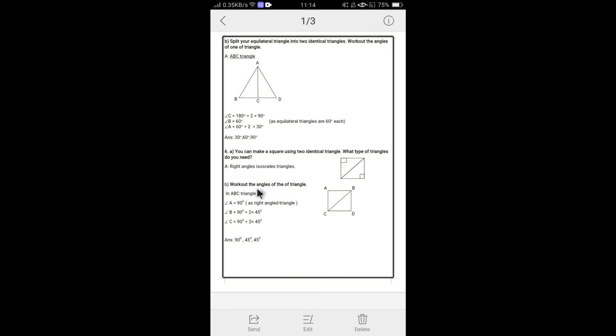B number, they are telling us to work out the angles of these triangles. I have drawn the same picture again to show you the concept clearly. A is 90 because it is a right angle, fine. B and C, same thing, you can see that it was 90, I just halved it. So 90 halved is 45, these two are 45, 45, and one is 90. So our answer is 90, 45, 45.